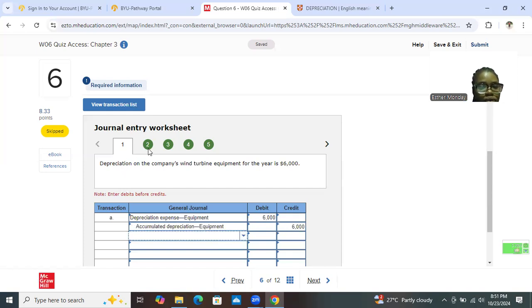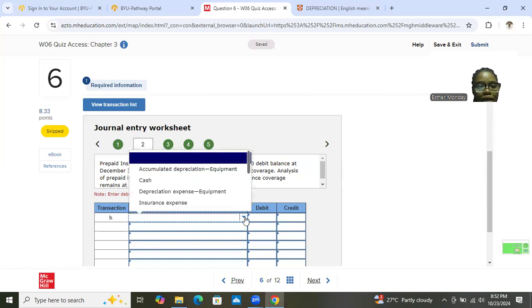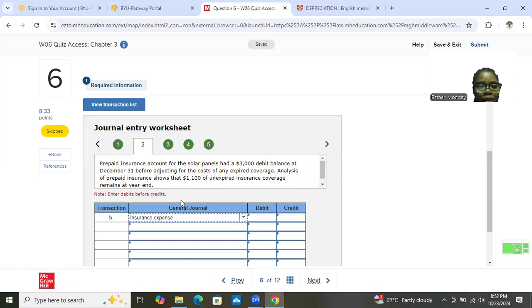And the next one, number 2, we are told that a prepaid insurance account of a solar panel has a 3,000 debit balance at December 31st before adjusting for the cost of any expiring coverage. Analysis of the prepaid insurance showed that 1,100 of unexpired insurance coverage remains at year end. So now we are going to put down the insurance expense and then the prepaid insurance.